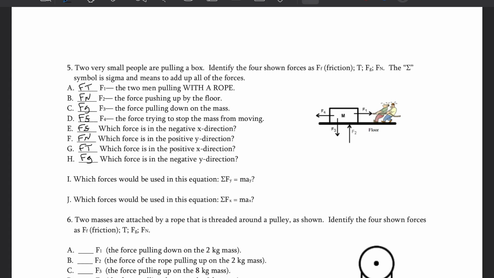Which forces would be used in the equation summation of forces in the y? Force normal and force gravity. Which forces would be used in the equation net force in the x? Force tension and force of friction.